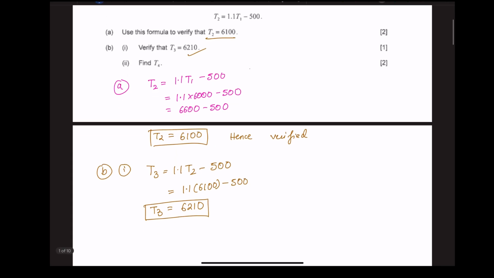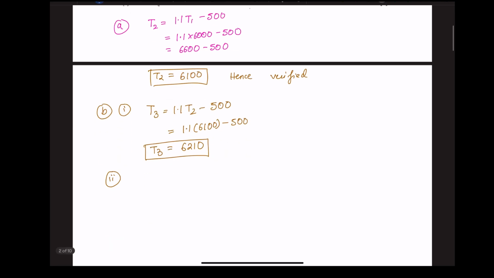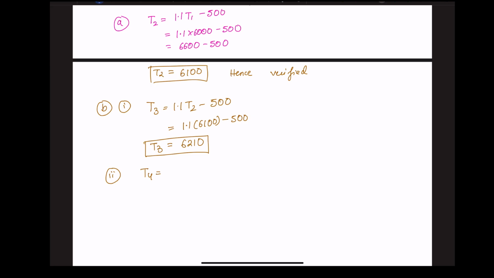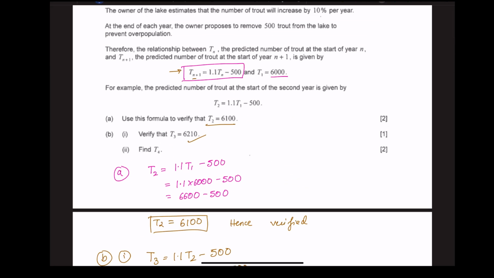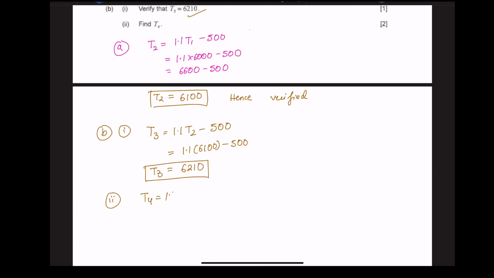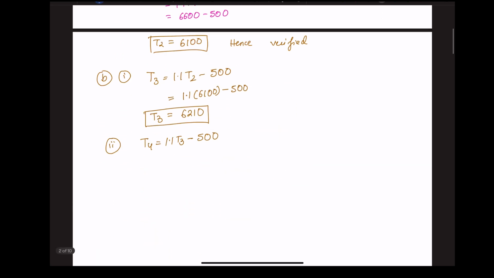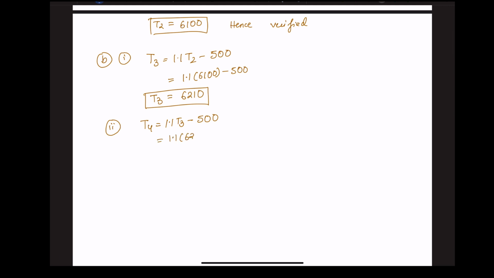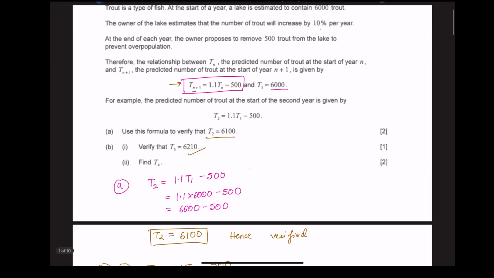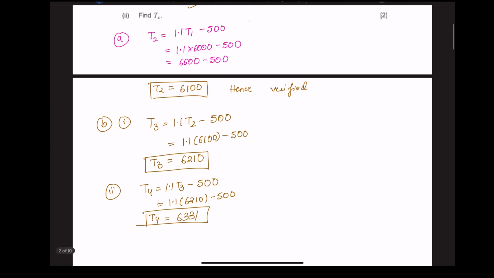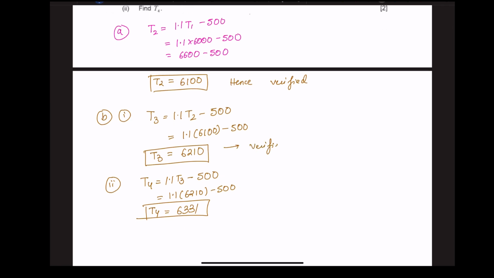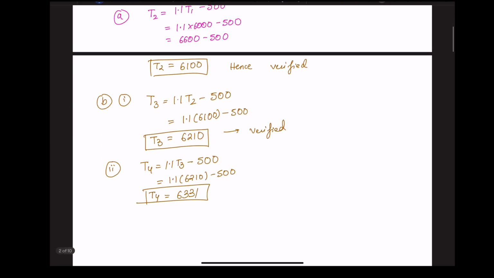Okay. And similarly, we have to find T4. So T4 would be, basically if I put n equals 3 in this equation, I'll get T4. So which is 1.1 T3 minus 500. This will be 1.1 times 6210 minus 500. Now if I put it in a calculator, I'll get 6331, which is your T4. So with this, the first three parts are done. We have verified that T2 is 6100. We have verified that T3 is 6210, and finally we have found the value of T4, which is 6331.